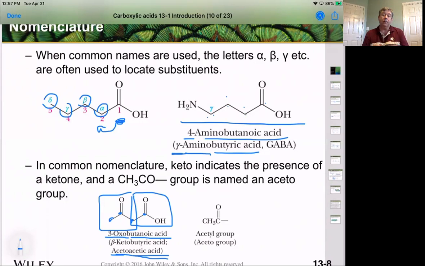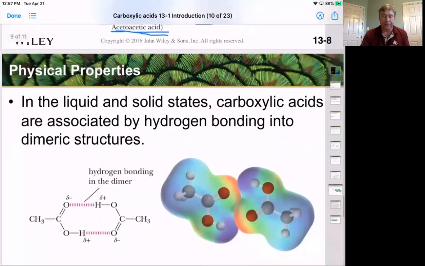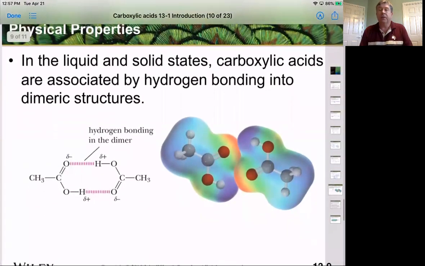Also, what's very common is to have a small group on the side. This is occasionally called the acetyl group or the aceto group. This is a common pendant to a lot of things, and so you'll see that a lot in some of the more widely used chemicals. Okay, so now let's talk about the physical properties.